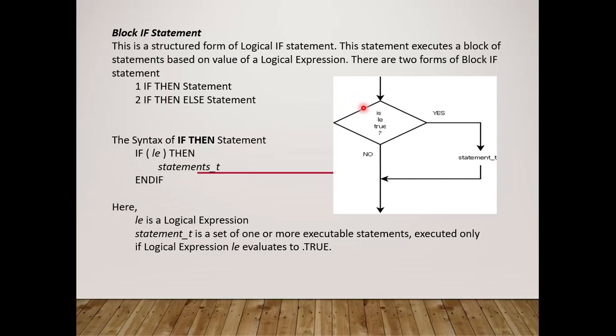So this flowchart is the same as that of the logical if statement, where we have seen this is a decision box. If LE is true, if it is yes, then the statements will be executed. Otherwise, it will go to the next part.